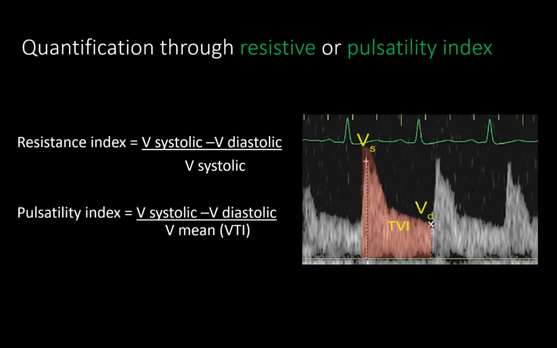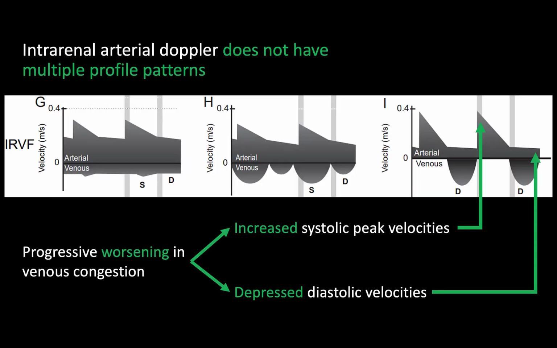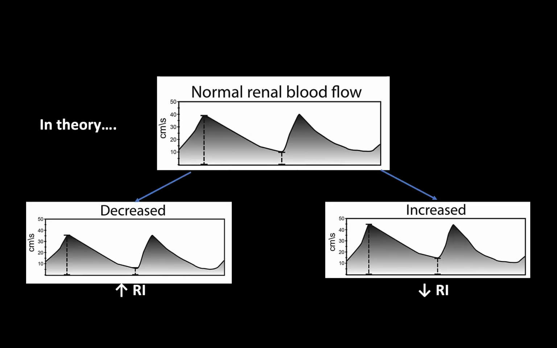Apart from the resistive index, arterial Doppler is sometimes quantified using the pulsatility index, which uses the mean velocity as the denominator. Currently, there is no specific benefit identified between the two, and clinical correlation is not well established. Overall, in theory, increasing renal blood flow should lead to a decreased resistive index. This is regardless of whether this is due to isolated right-sided pressure increase or overall decreased cardiac output.